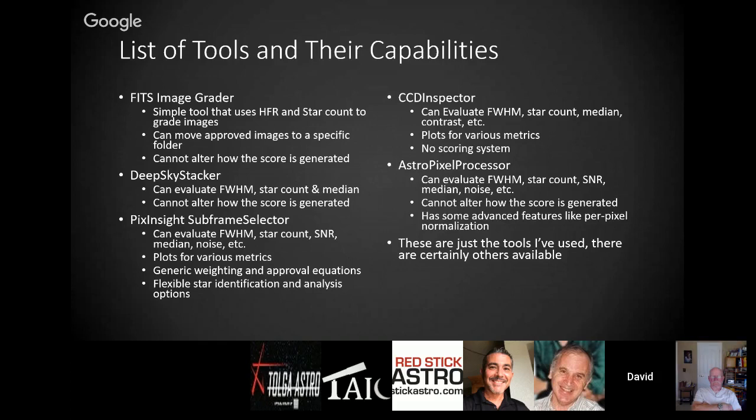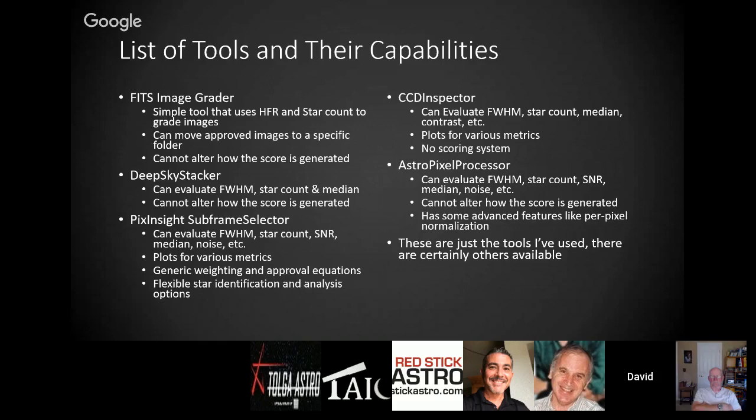Fits Image Grader is from Main Sequence Software, the guys that make SG Pro. It's a pretty simple tool. It uses half flux radius and star count to grade images. It's a pretty reasonable approximation of star size and signal to noise ratio. Typically, the more stars that are found, the higher signal to noise ratio in your image. So it makes a fairly good approximation.